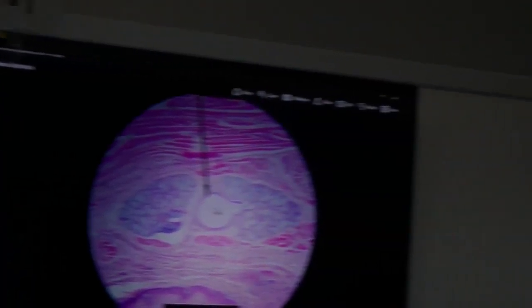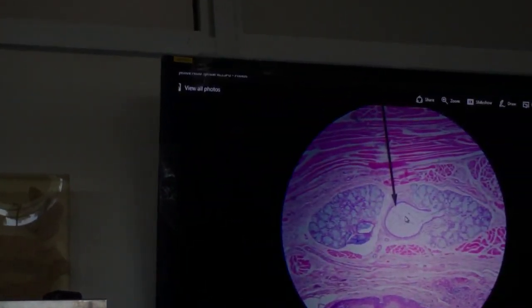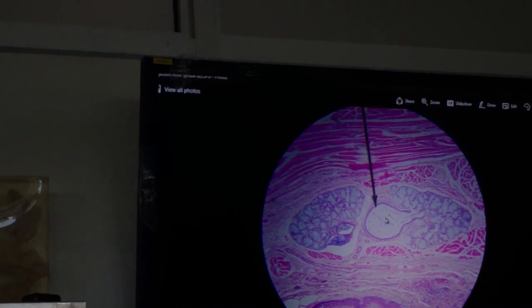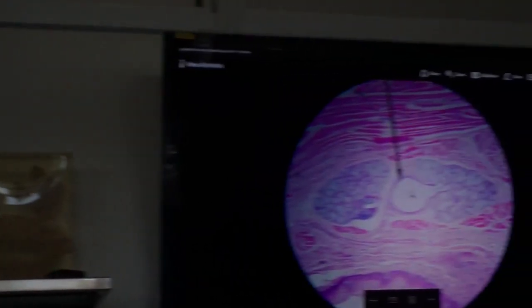I just asked you guys what that is. The big circular structure is the gland. So he's asking me what it is, but we discussed that five minutes ago. I think that's when he went to the bathroom, right? Oh. Okay.